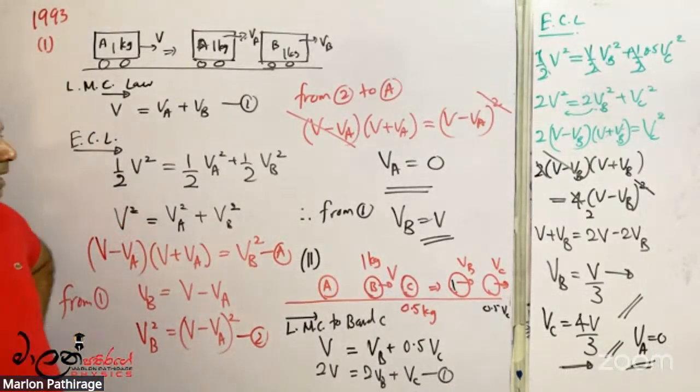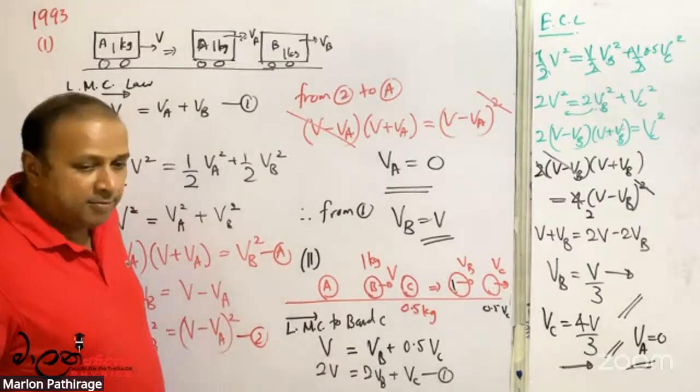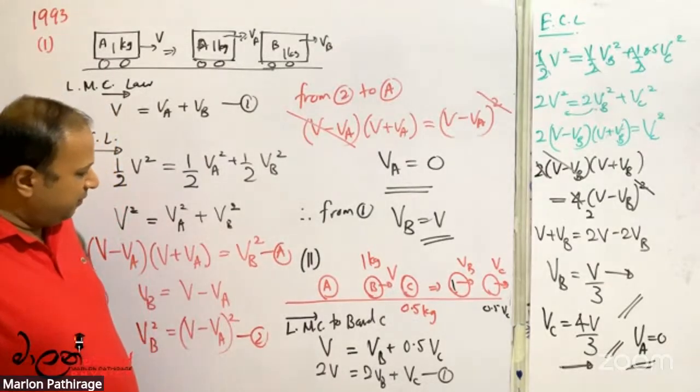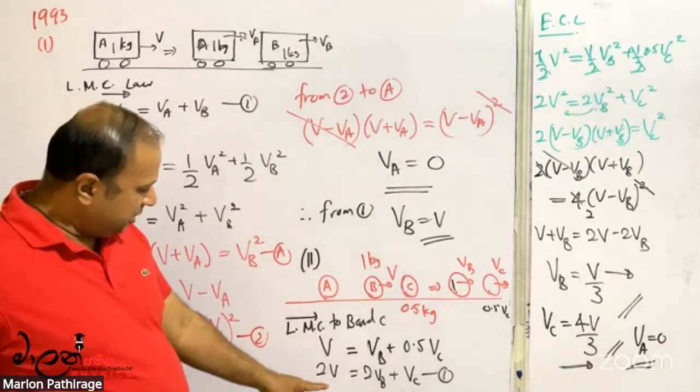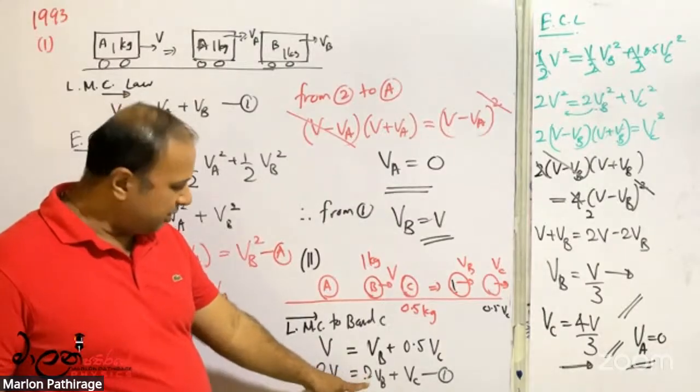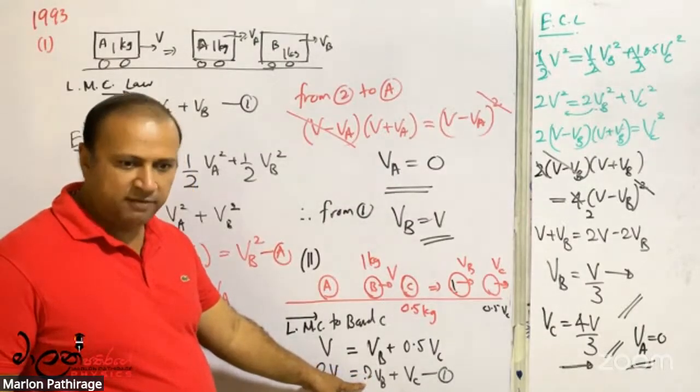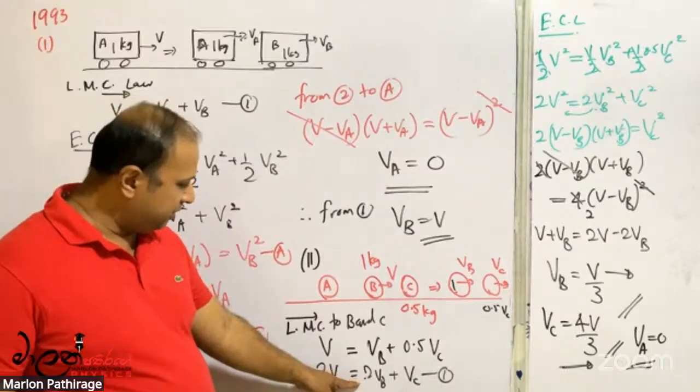Then you have to apply VB into this equation. If you apply VB into this equation, 2 over V3.